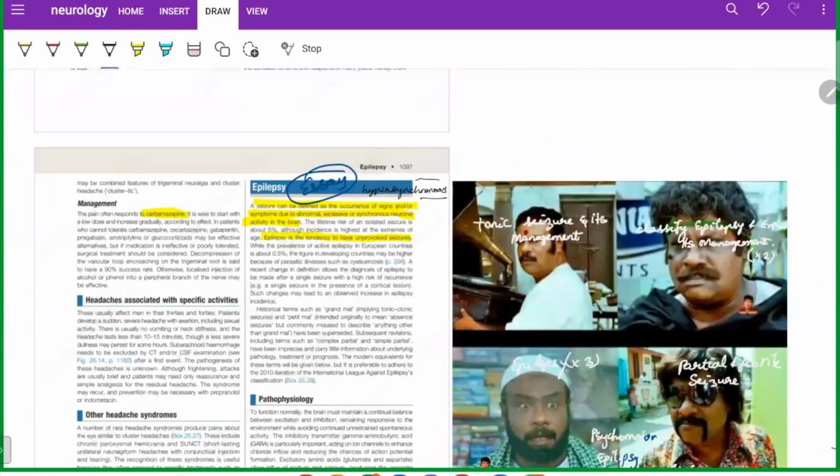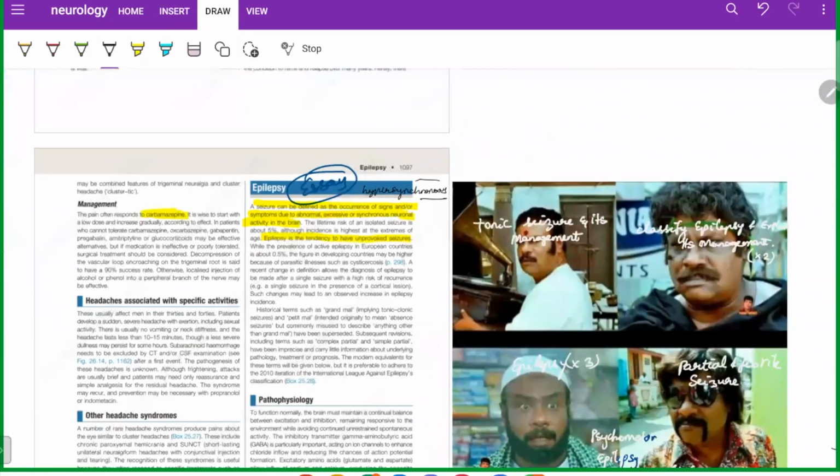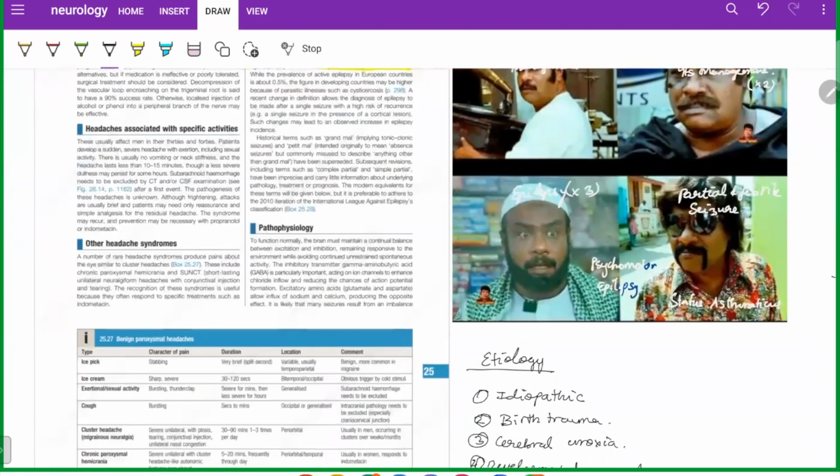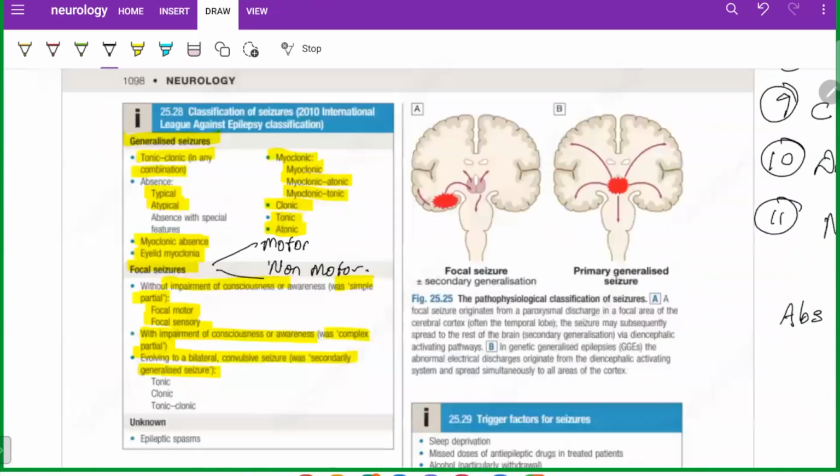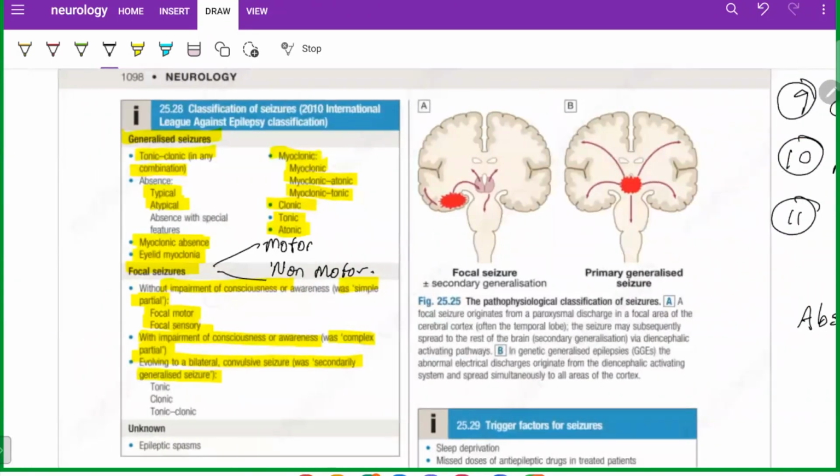So introduction எழுதுறீங்க. அதுக்கப்புறம் you moved on towards the etiology or pathogenesis. Then you moved on towards your pathophysiology. Now you are moving towards the classification. So classification வந்து பாத்தீங்கன்னா according to the classification of seizures 2010 International League Against Epilepsy classification. இத மட்டும் தான் நீங்க எக்ஸாம்ல எழுதுறீங்க. Don't write any other classification. Okay, wow. This is from the standard textbook.